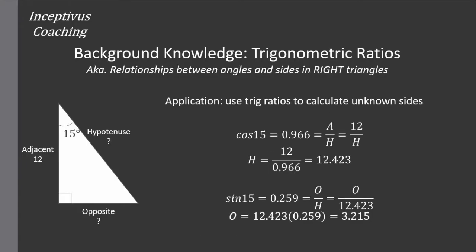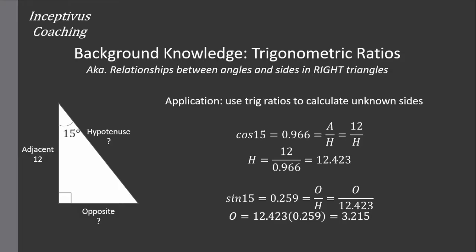Suppose I give you a right angle triangle and give you one of the other two angles, let's say 15 degrees, and I give you the length of the side adjacent to the 15-degree angle. We can calculate the other two sides using trigonometric ratios and a calculator. Take your calculator, punch in cosine of 15, and that gives you 0.966, which is the ratio of adjacent to hypotenuse. We already have the adjacent, so we can calculate the hypotenuse, which is 12.423.